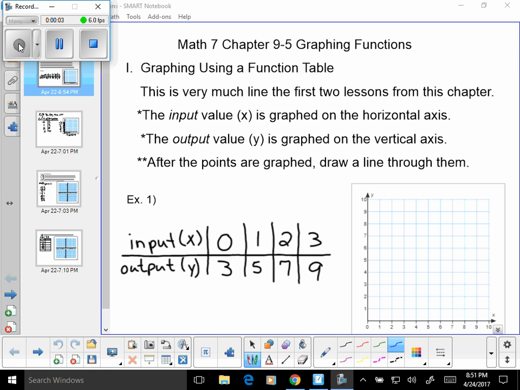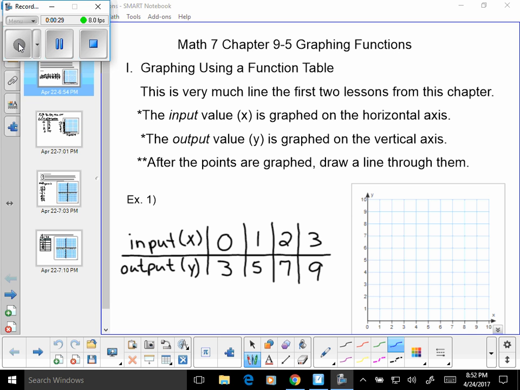Okay, class, we're moving on to chapter 9.5, graphing functions. This is where we're going to put it kind of all together with what we've just been doing in the last couple lessons with the first two lessons from the chapter. And we are going to be using what we call a quadrant grid, which is down here in the lower right-hand corner. It's going to look very much like the first graphs that we did.